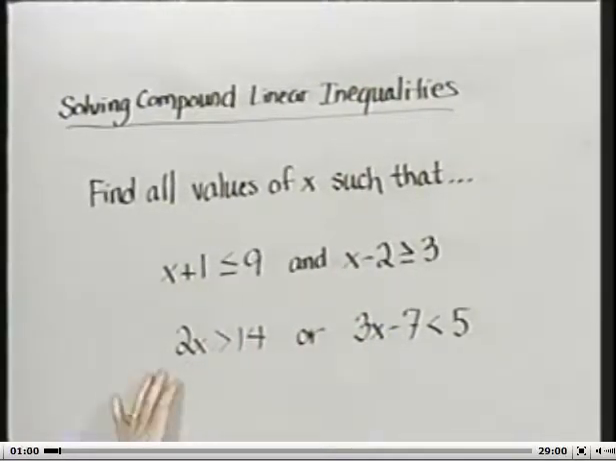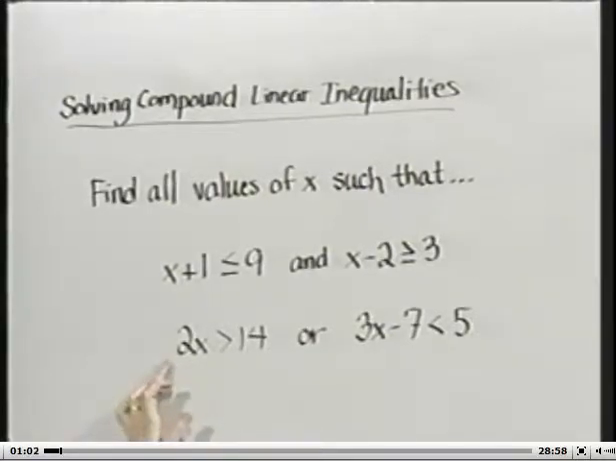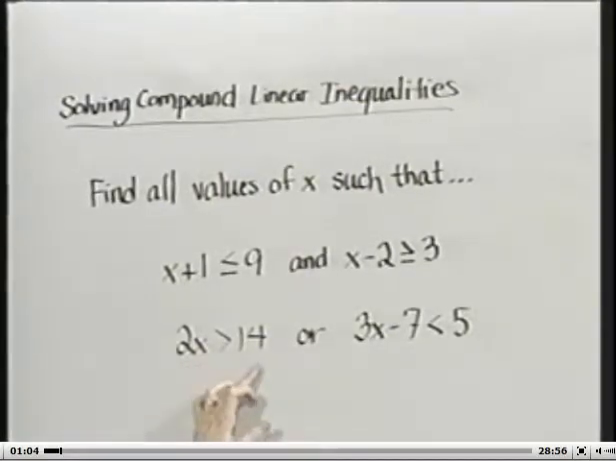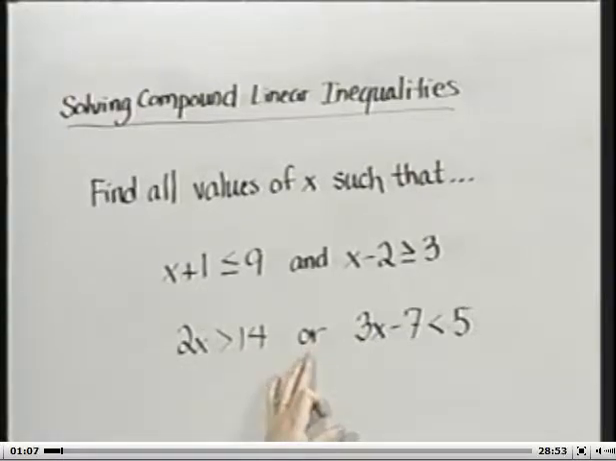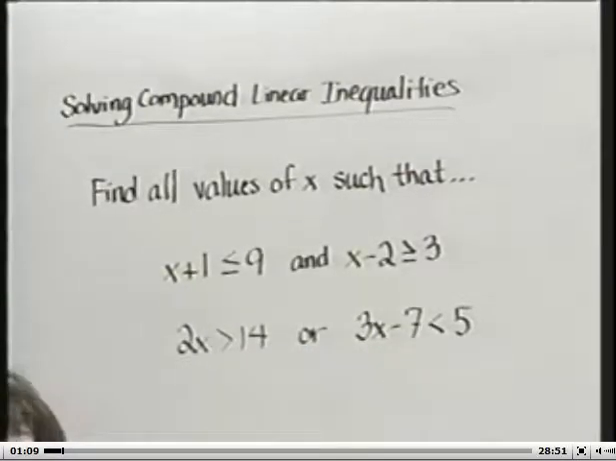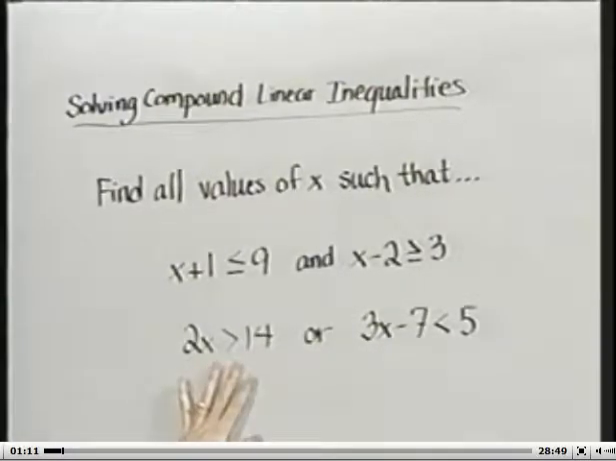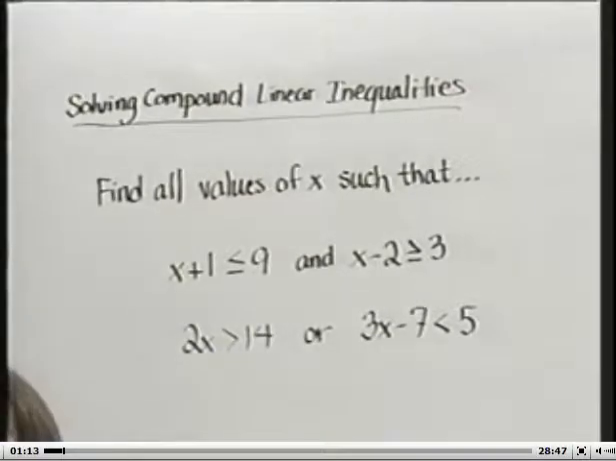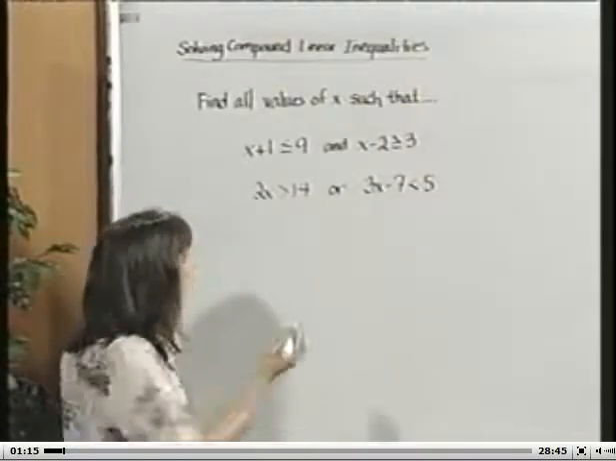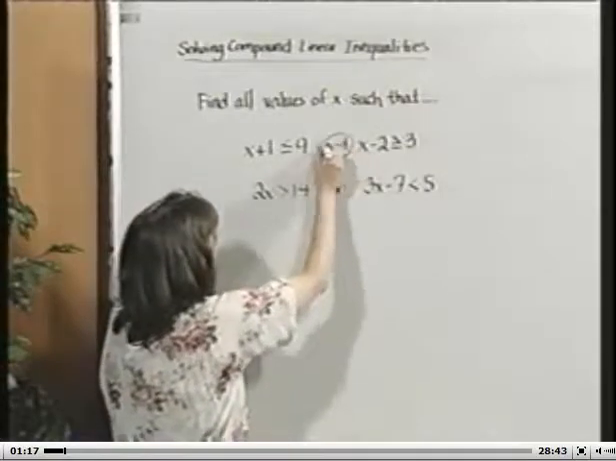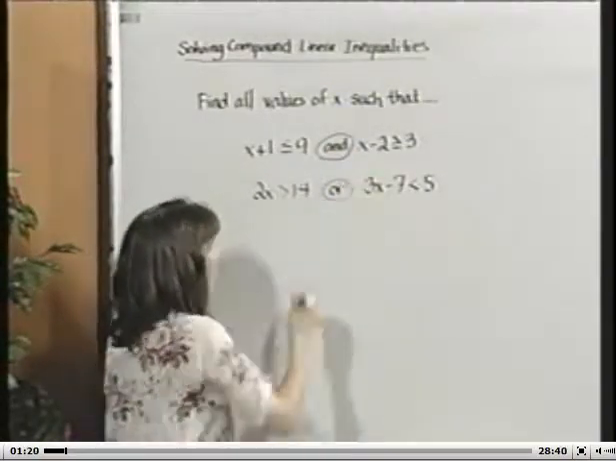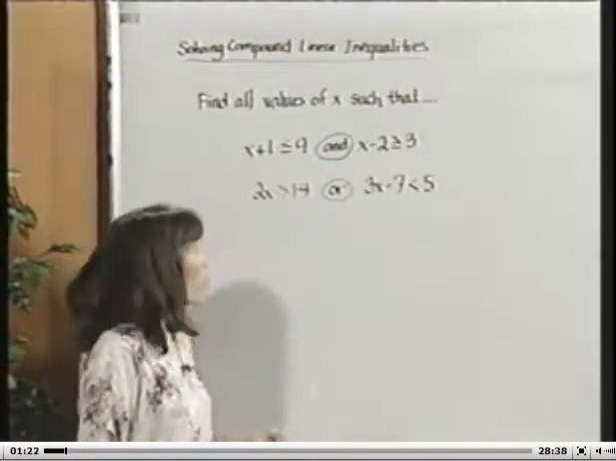And then the second, a different problem, would be find all the values of x such that 2x is greater than 4, or 3x minus 7 is less than 5. So here I'm looking for values of x that work here or work here. What are we looking at in these problems? We're looking at inequalities that are joined by a conjunction, either and or.